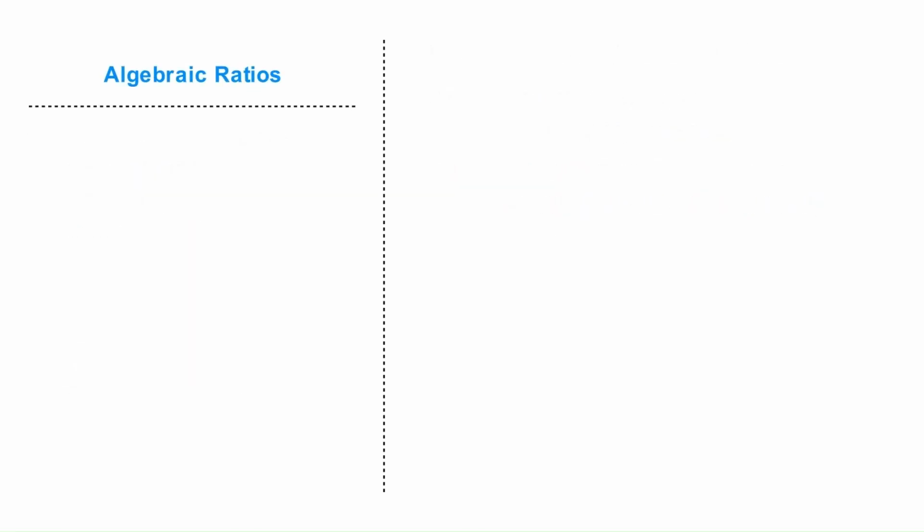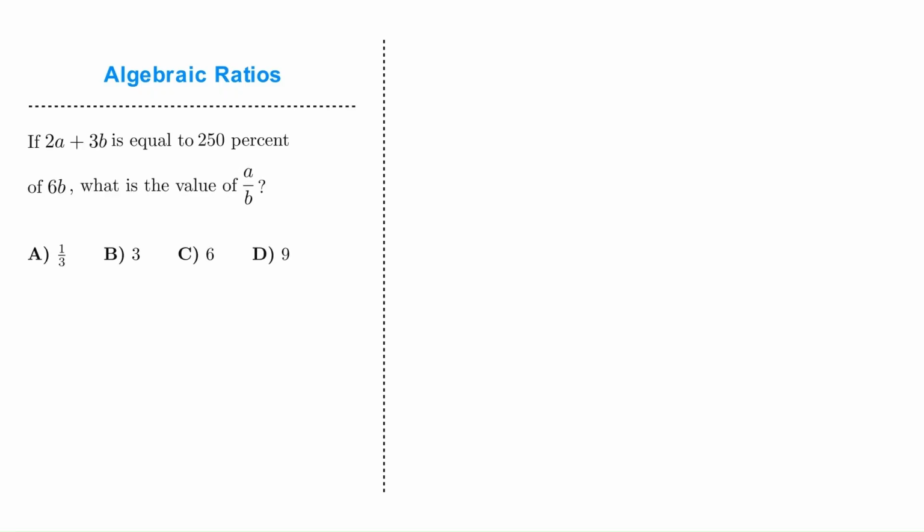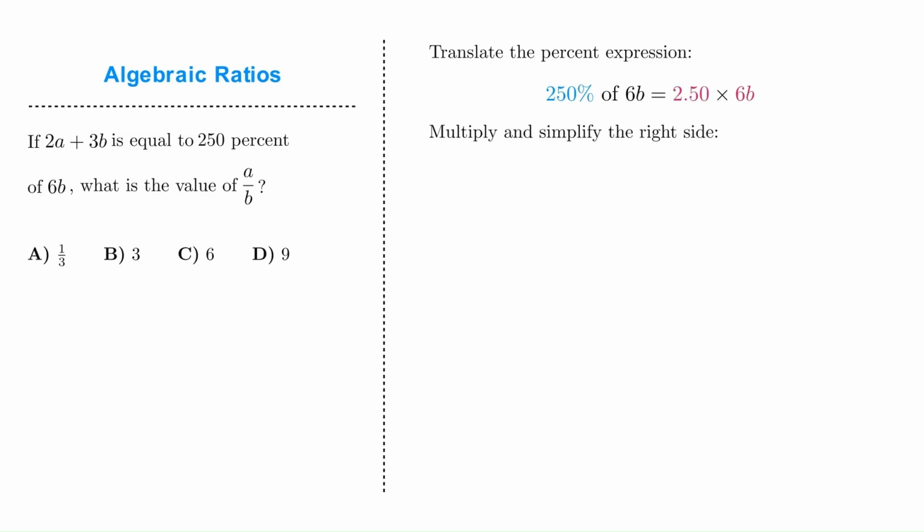This next question asks, if 2a plus 3b is equal to 250% of 6b, what is the value of A over b? To begin, let's translate the percentage expression on the right. 250% of 6b can be represented as 2.5 times 6b. Multiplying and simplifying the right side expression gives 15b. Now we can set up the main algebraic equation.